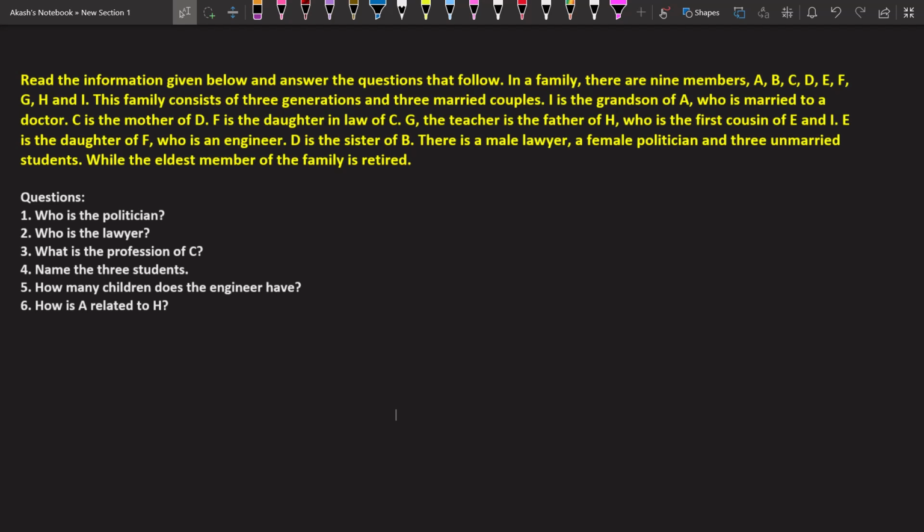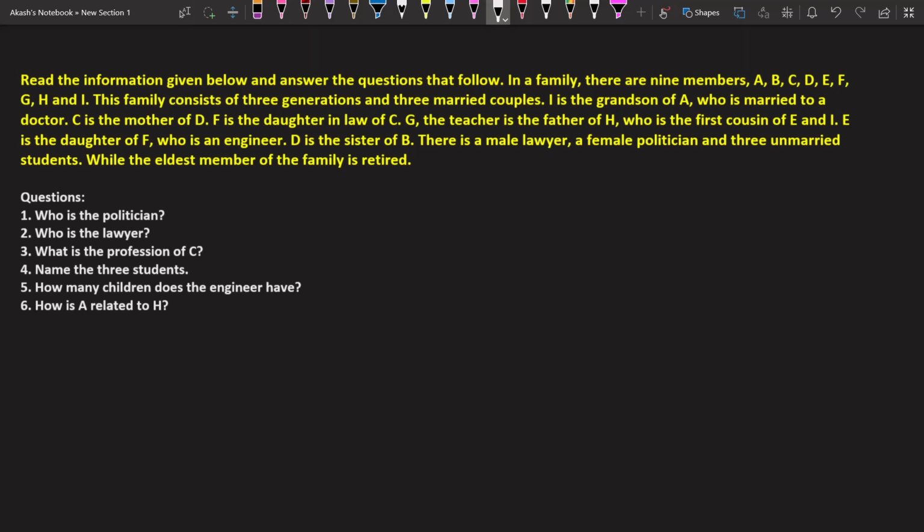So the question is, they have given you a statement. By analyzing each statement, you need to make a family tree. By using that particular family tree, you should answer the question. For understanding purposes, I am using some notation. That is not a standard notation. You can use your own choice.